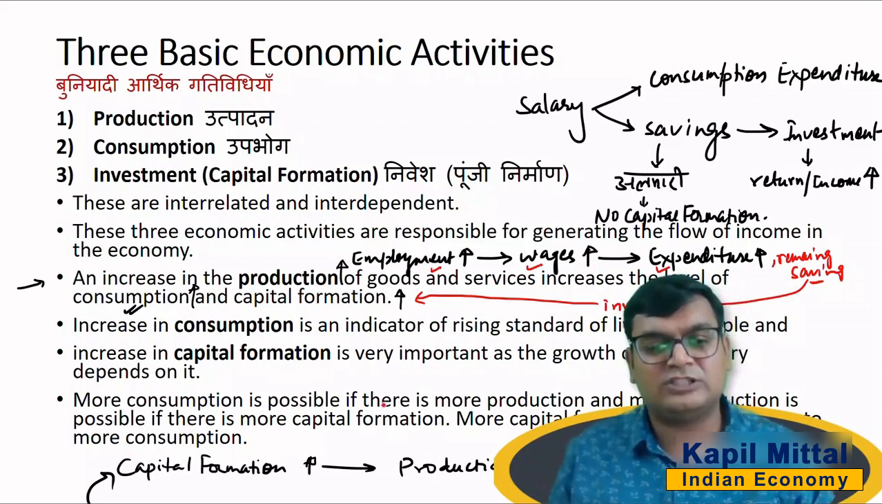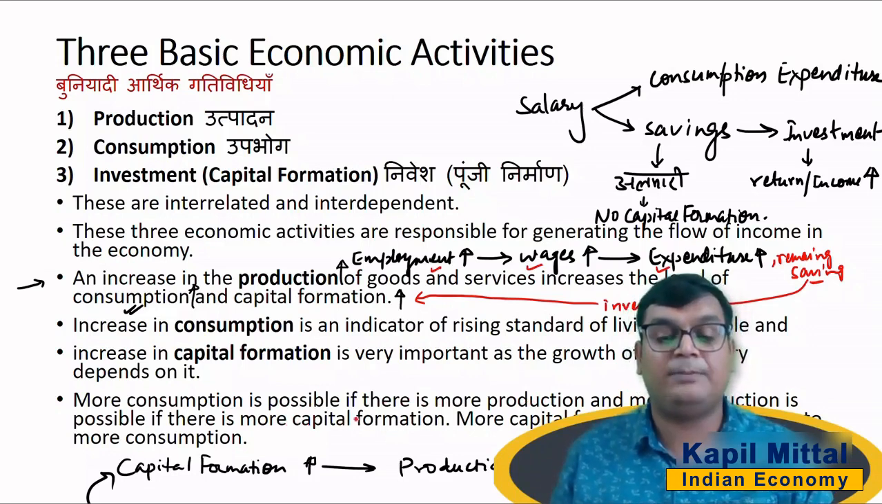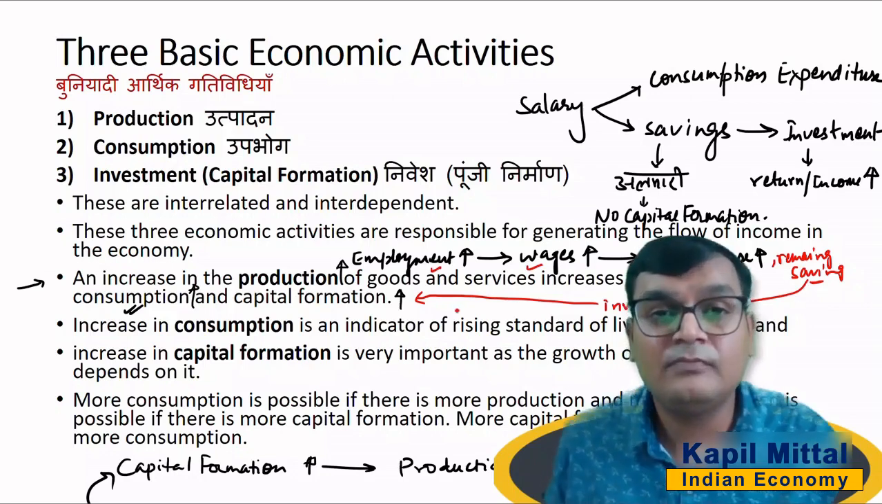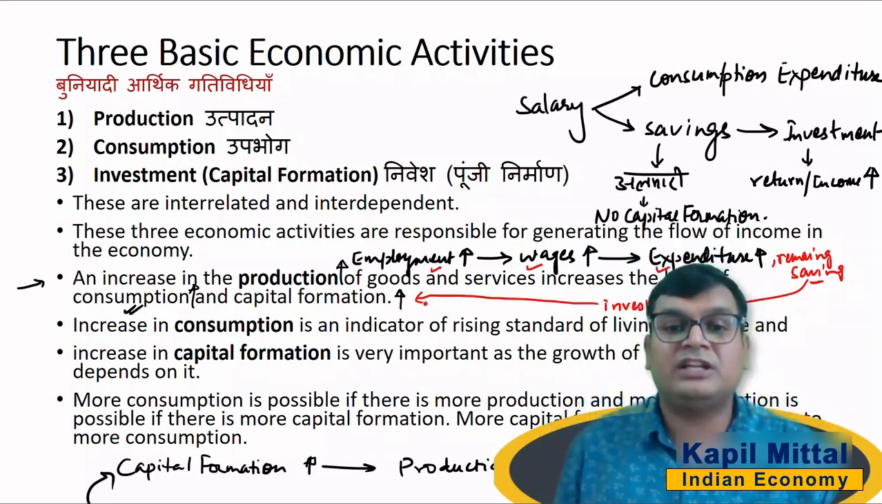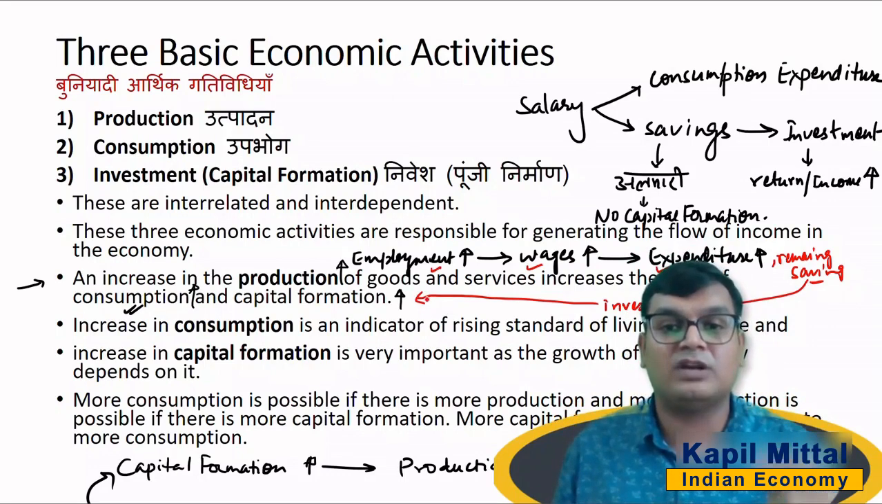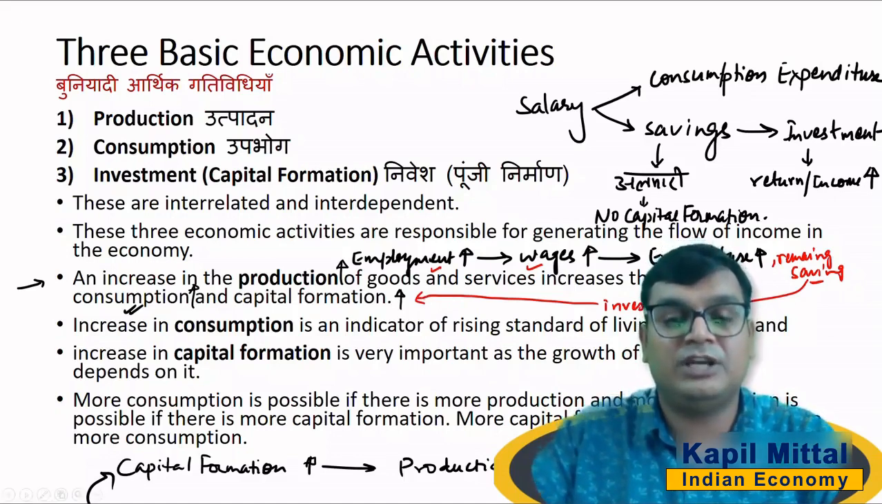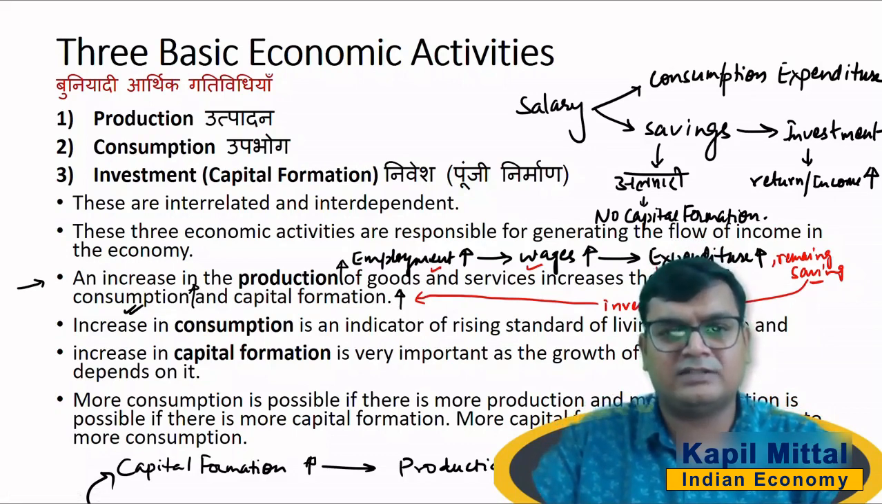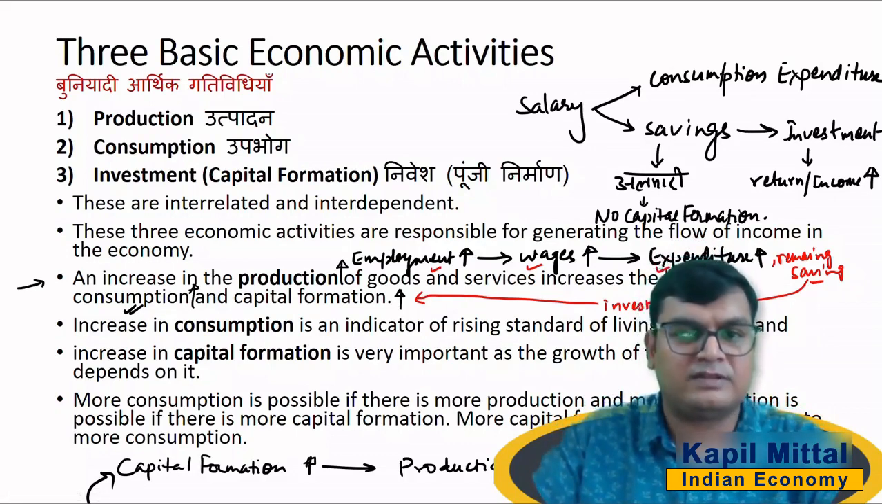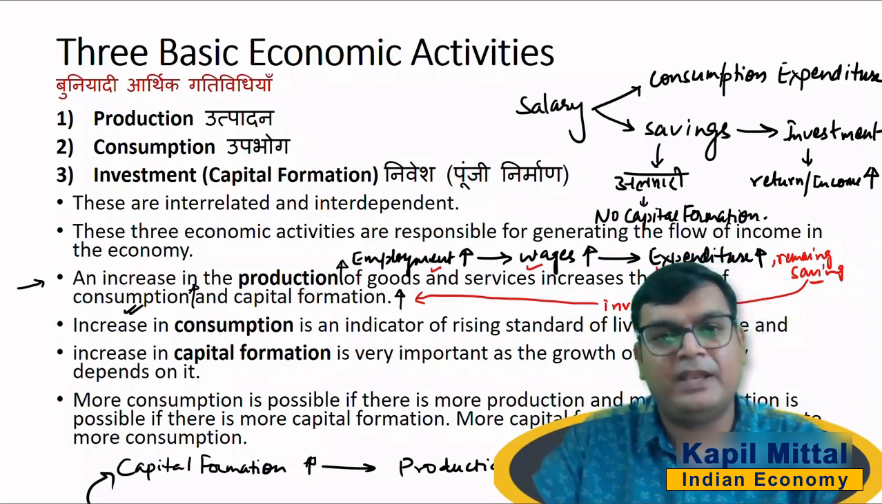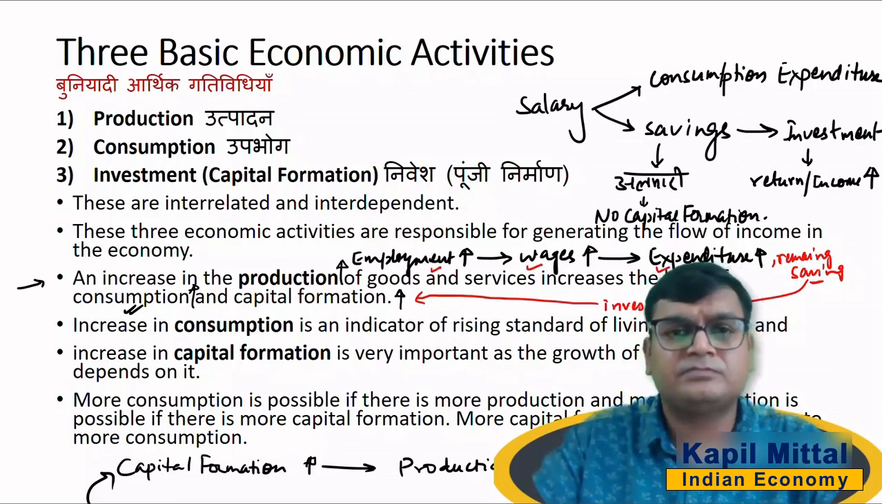So more consumption is possible if there is more production, and more production is possible if there is more capital formation. More capital formation is possible due to more consumption. Okay, so now you are getting some idea of how economics works, how economic agents work, how economic activities are happening, and how they are interrelated.